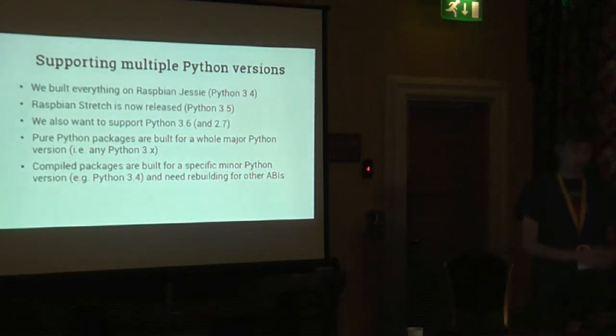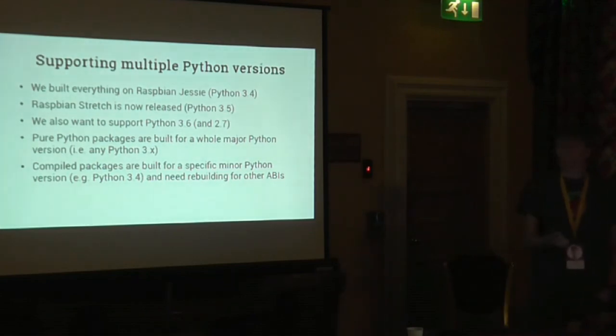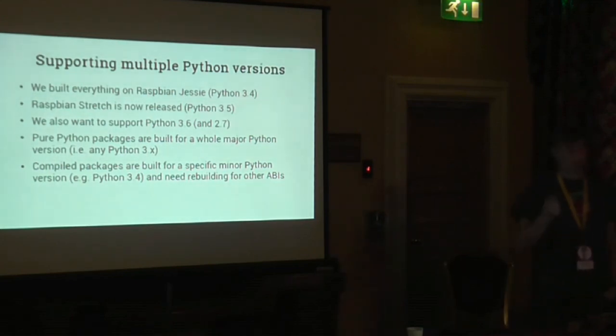But if it's a compiled package, it's built against a particular ABI. So if you built it in 3.4, it's built for Python 3.4, and you have to rebuild it for 3.5, 3.6.